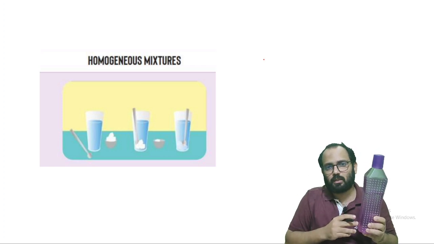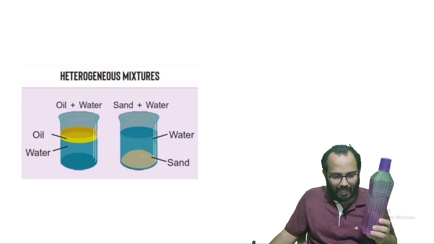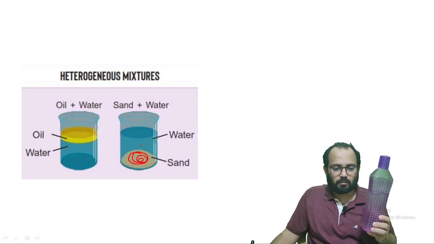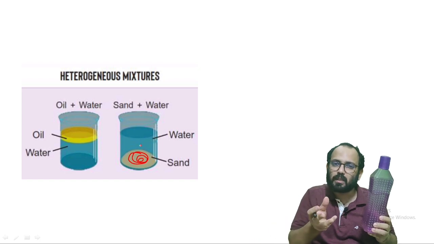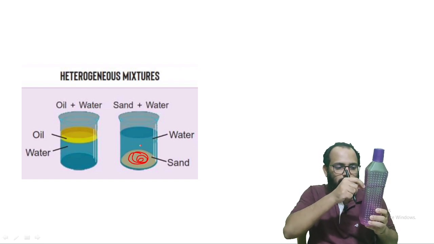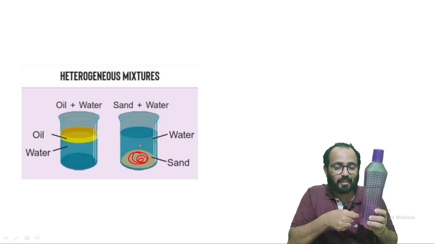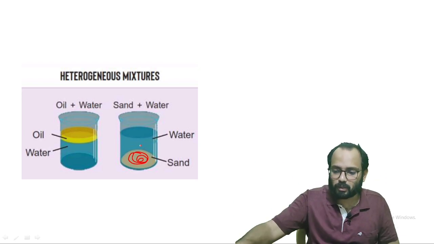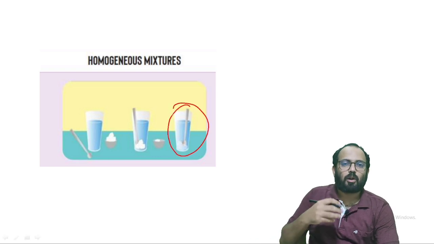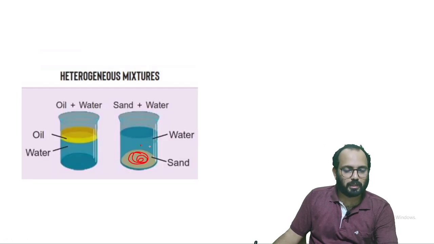So the components mix completely. But if you talk about a heterogeneous mixture, let's say sand in water, you see the sand here below and the water, and you can see that they are different. They are in two phases, they are not mixing completely. I'll taste some water from here, it will be okay. But if I taste from here, I'll get sand, right? So you got the clarity between homogeneous and heterogeneous. In homogeneous, the components completely mix with each other, and in heterogeneous, they won't mix with each other.